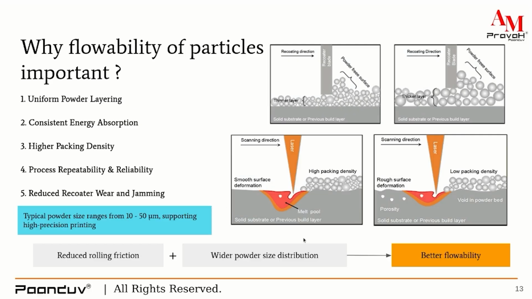So in order to get a better flowability of these particles, you need to have reduced rolling friction, because fluidity or flowability of these particles depends on how these spherical particles roll over each other, and hence the rolling friction needs to be reduced. One other point which is very important is getting a wider powder size distribution, because when you have smaller and large particles in your powder, there is a high chance that the voids created between the particles can be filled by smaller particle fractions.